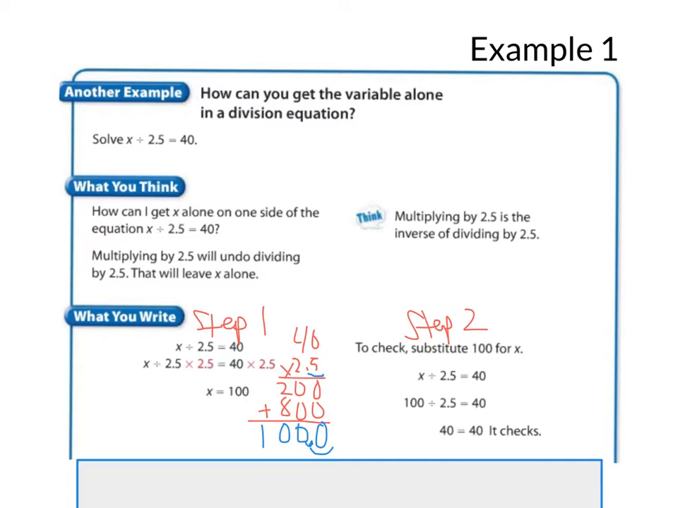So whenever we do these, we do step 1 and step 2, and step 2 is checking. So we want to substitute 100 for x. Whenever there's an x, there's actually going to be 100. When I divide 100 by 2.5, do I get 40?